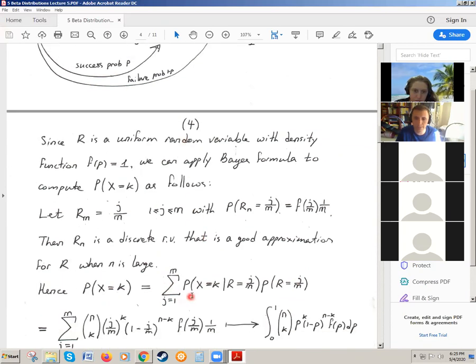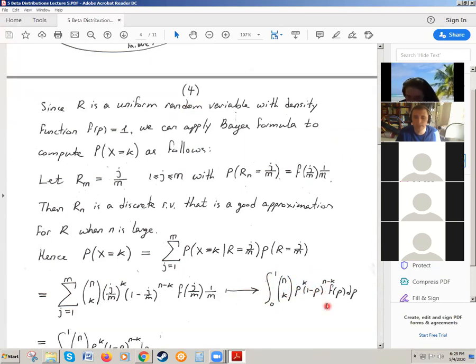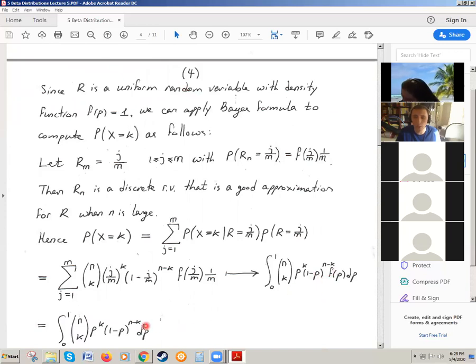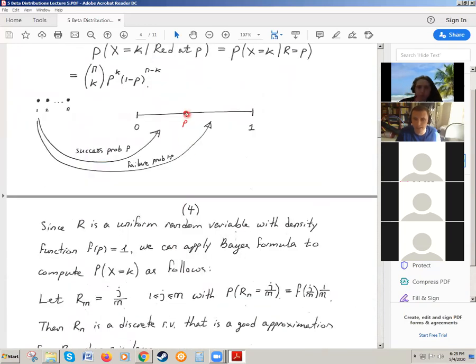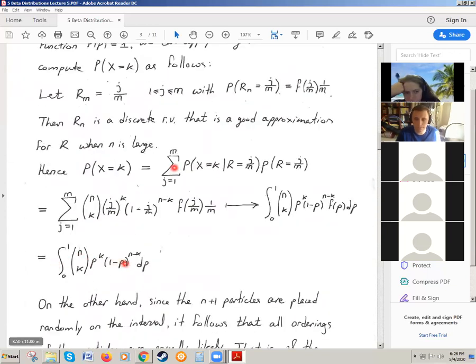So we have this summation, and if m is large, this sum is essentially the probability that x equals k. In the limit, it is the integral from 0 to 1 of n choose k, p to the k, 1 minus p to the n minus k, times the density function f, which happens to be 1. Little f is the density function of the red particle, and it's the same density distribution for all the others, identically equal to 1 because it's uniform. So we get this integral.